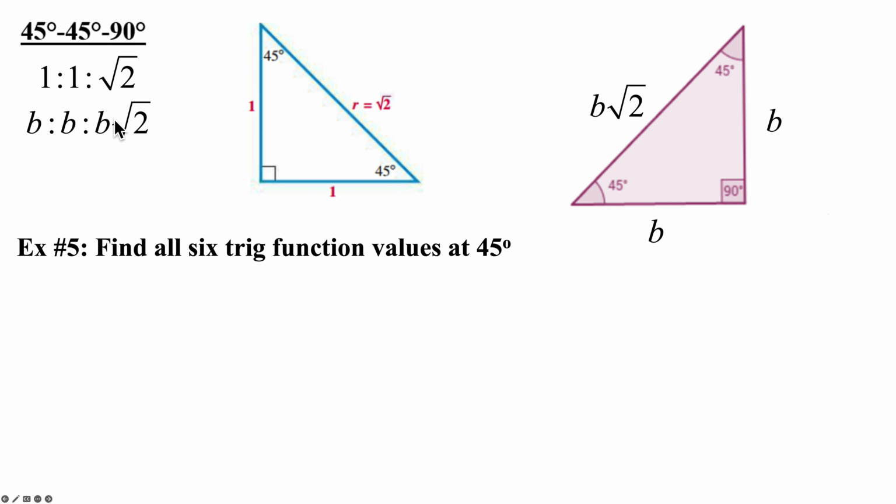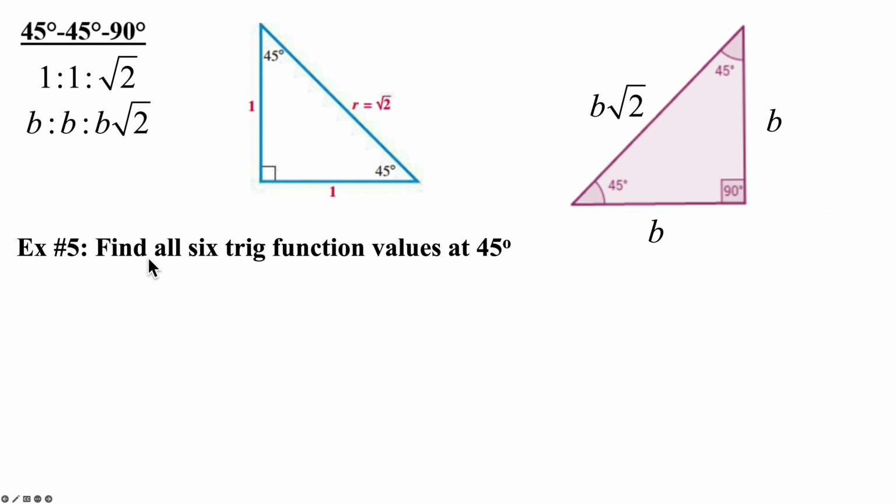I also think of this one because, again, if they gave me a picture, this is X, this is Y, and they called this an 8, then I label, hey, my B is 8. Then this is B, 8. Then this is 8 times the square root of 2. Given one side, I can find the other two.